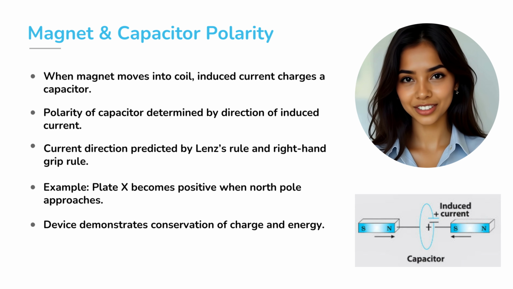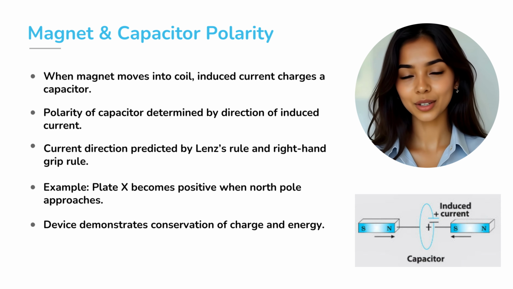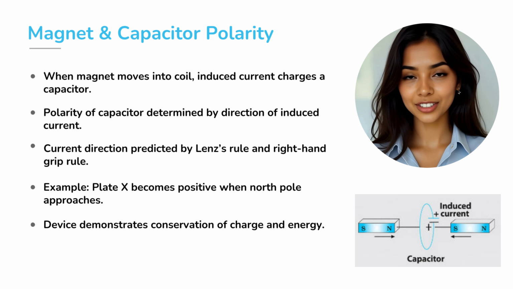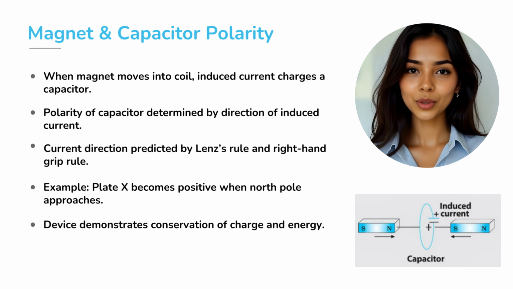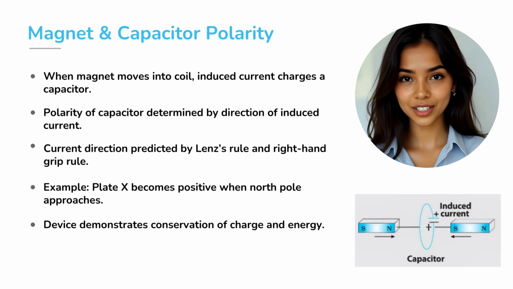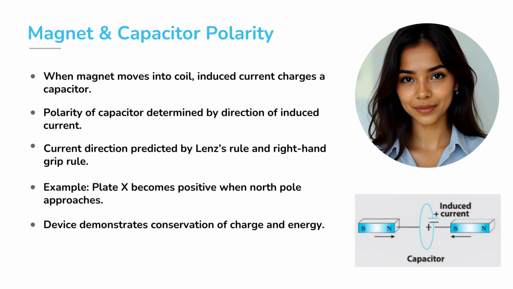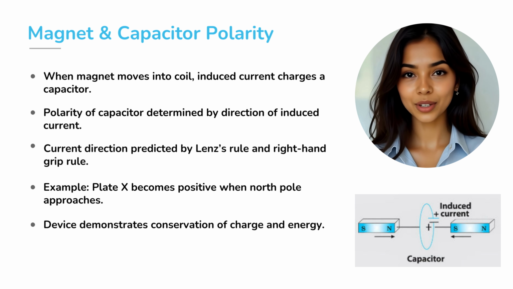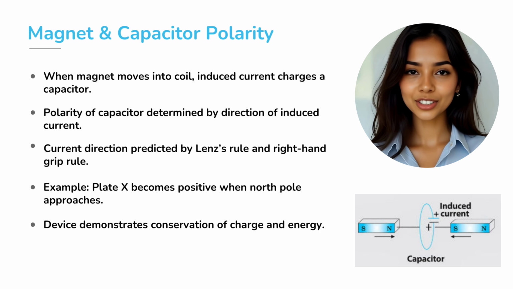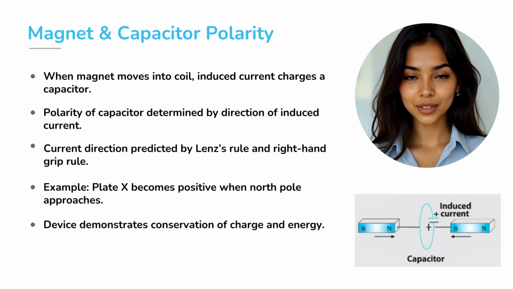Now let us see another interesting demonstration. Suppose instead of a resistor, we connect a capacitor across the coil. When the magnet moves into the coil, the induced current begins to charge the capacitor. Which plate becomes positive? By applying Lenz's law, we trace the current's path. The direction must oppose the motion of the magnet. From this reasoning, we find that plate X of the capacitor becomes positive when the north pole of the magnet approaches. This shows that Lenz's law not only predicts current direction but also tells us about capacitor polarity in such circuits.